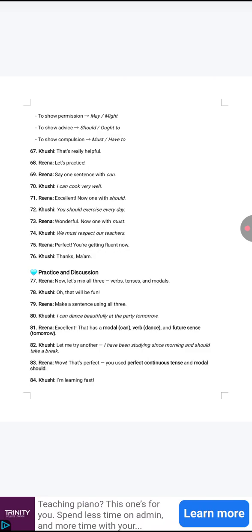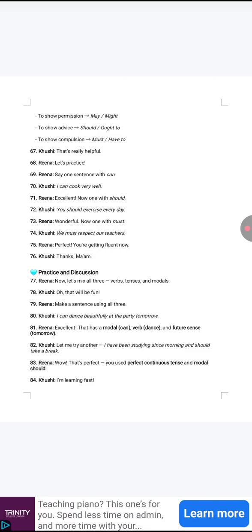That's really helpful. So let's practice. Say one sentence with can. I can cook very well. Excellent. Now one with should. You should exercise every day. You should learn English every day. Wonderful. Now one with must. We must respect our teachers. We must respect our parents. Perfect. You are getting fluent now. Thanks, ma'am.